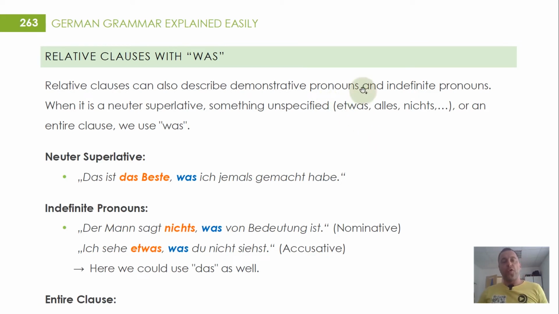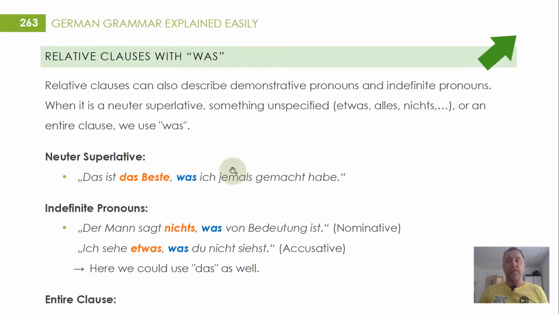Instead of wo, we can also use was. Relative clauses with was actually give additional information to demonstrative and indefinite pronouns. If you don't know what's a demonstrative pronoun, check out the info cards now. And if you don't know what's an indefinite pronoun, please check out the info cards now. There, the videos about those pronouns are linked for you.